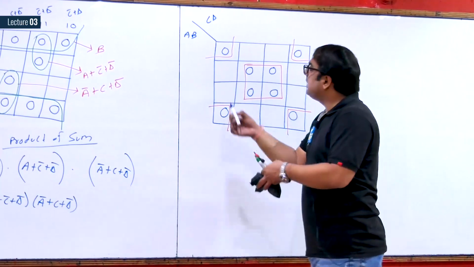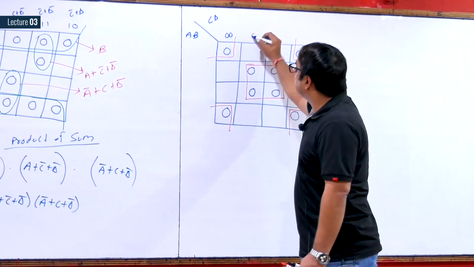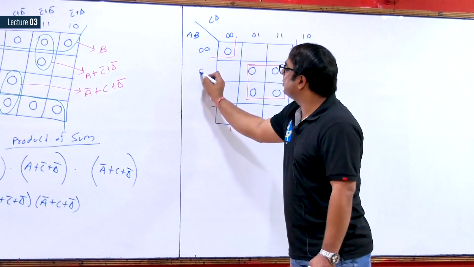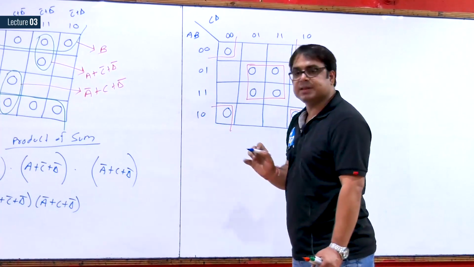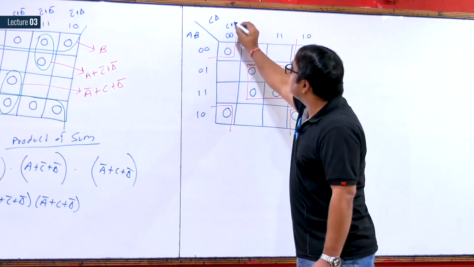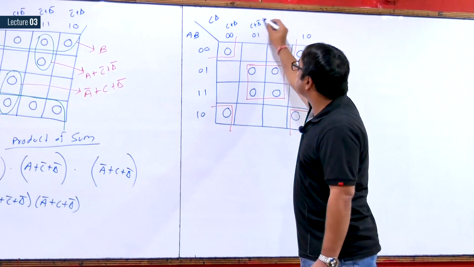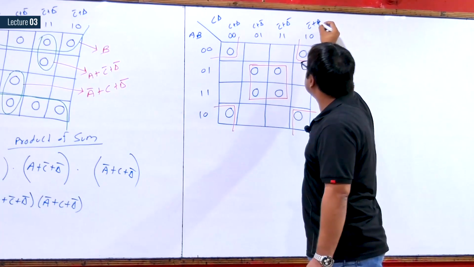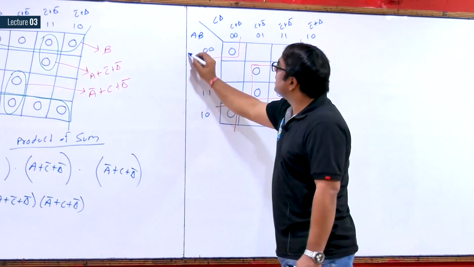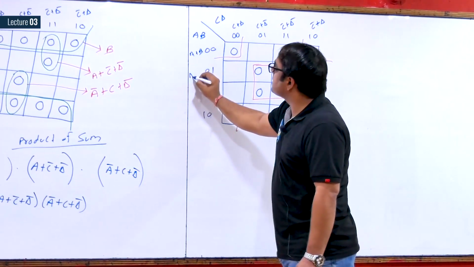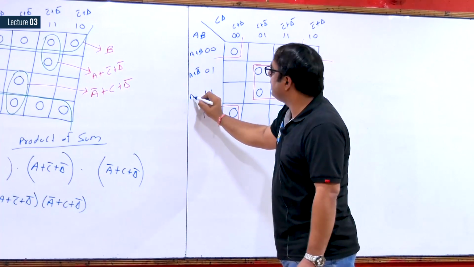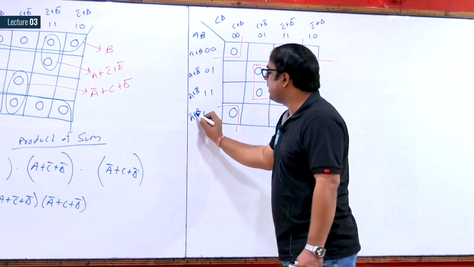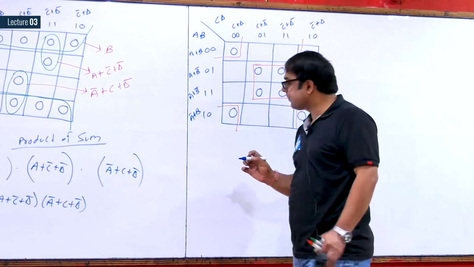Now let us check the answer. This is 0, 0, 0, 1, 1, 1 and 1, 0. This will give C plus D, this will give C plus D complement, C complement plus D complement, C complement plus D. This will give A plus B, this is A plus B complement, this is A complement plus B complement, this is A complement plus B.